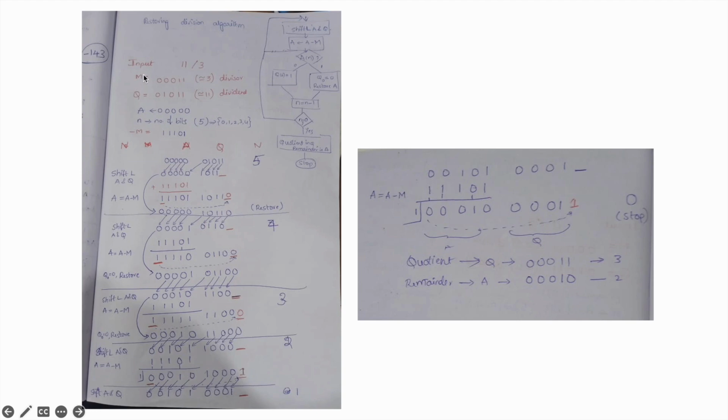Restoring division algorithm example. The input is 11 by 3, so the divisor is 3. Its equivalent value in 5 bits is 0 0 0 1 1, and the dividend is 11, whose equivalent is 0 1 0 1 1. What is the first step? We take A as all zeros because we have taken the number of bits n as 5. So A contains 5 zeros, and Q contains the dividend 0 1 0 1 1.